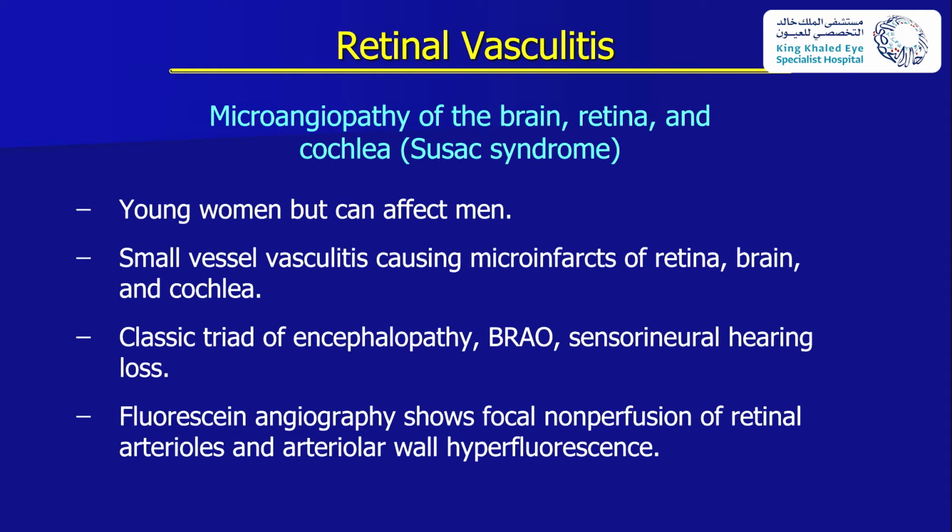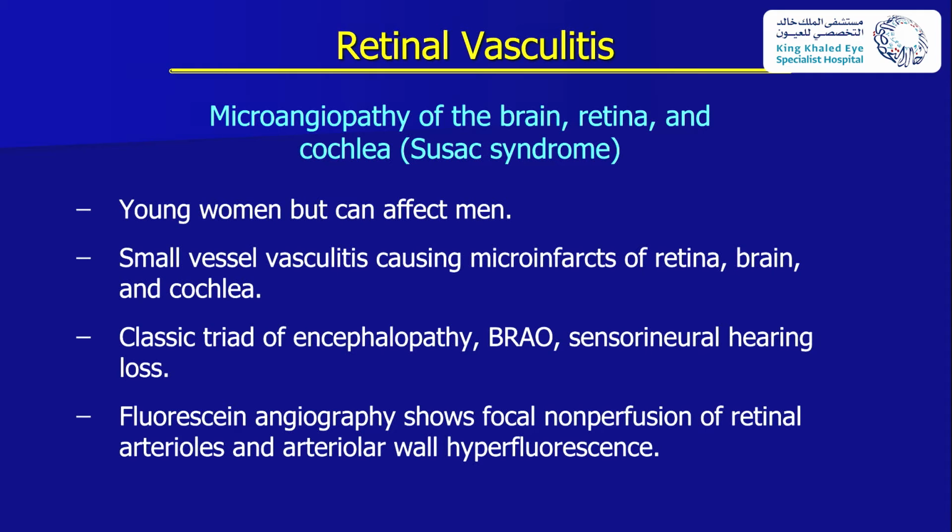Now, how about Susac syndrome or microangiopathy of the brain, retina, and cochlea? As I told you, even some neurologists never heard about Susac syndrome. This is a disease that affects young women, but can affect men also. It's a small vessel vasculitis causing microinfarctions of the retina, brain, and cochlea. So this is a triad: retina, brain, and cochlea. The patients also present with neurosensory hearing loss. So there is a classic triad of encephalopathy, branch retinal artery occlusion, sensorineural hearing loss.